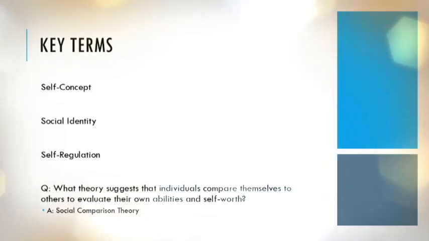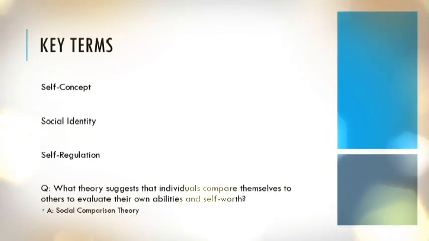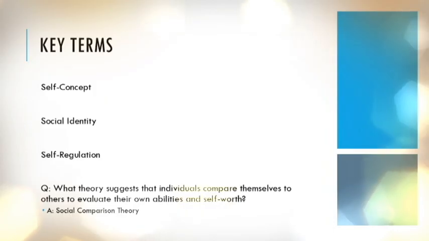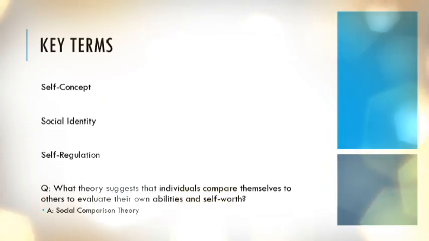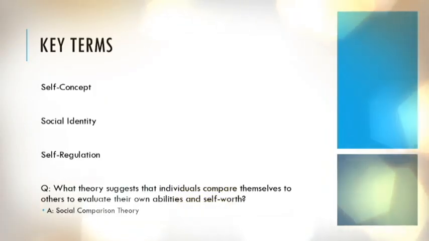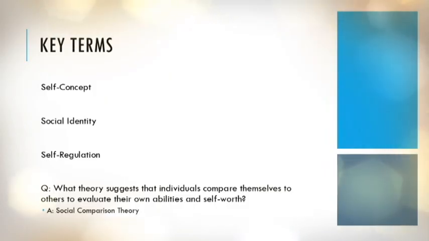And so, I just want to close with a little bit of a multiple choice question. Which theory suggests that individuals compare themselves to others to evaluate their own abilities and self-worth? Self-regulation theory? Yeah, probably not. Social discrepancy theory? Not quite. Social identity theory? Not so much. So probably the best one here would be social comparison theory. Yeah, that would do it.